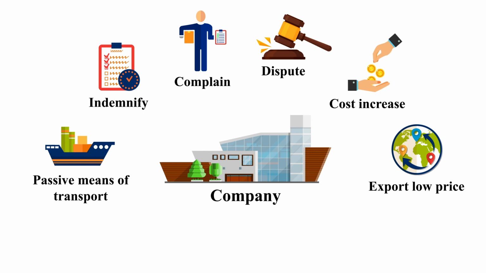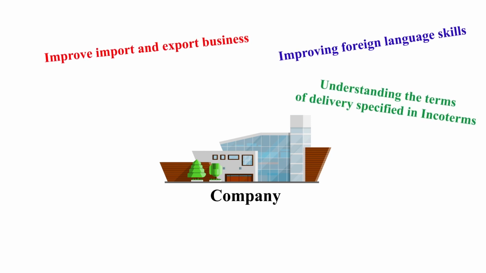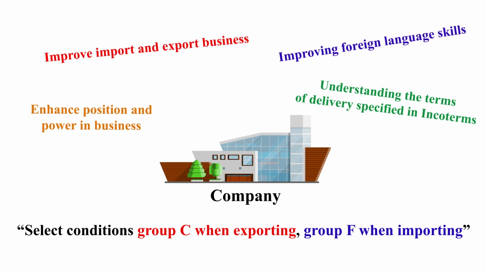As a result, in order to improve this unfavorable situation, Vietnamese enterprises must improve their professional skills in import and export business as well as foreign languages, properly understand the delivery conditions specified in Incoterms, and improve superiority and power in business in order to gain the initiative in choosing favorable commercial conditions. At that time, firms should choose Group C conditions when exporting and vice versa, Group F conditions when importing, in order to sell at a higher price and buy at a cheaper price, while also creating conditions for increased economic activity for shipping lines and insurance businesses in Vietnam.